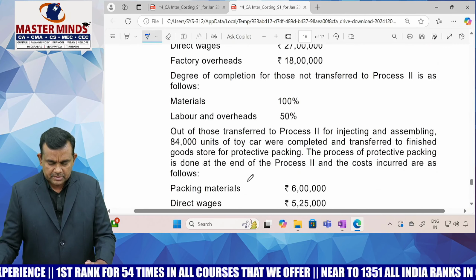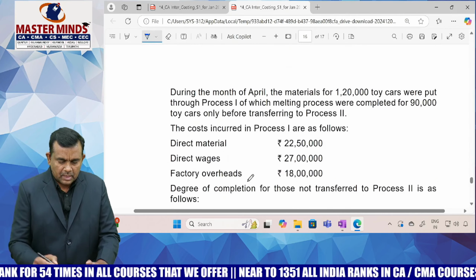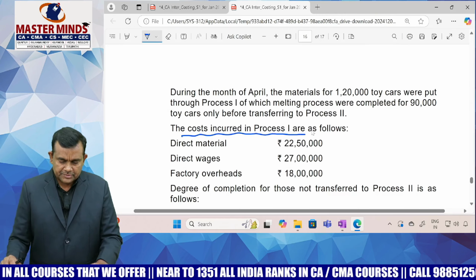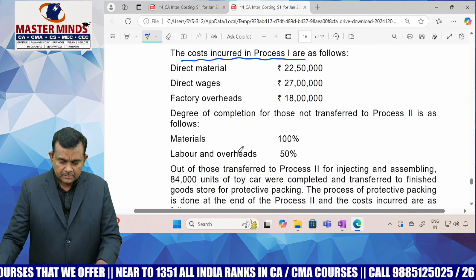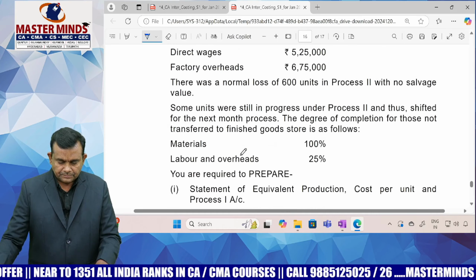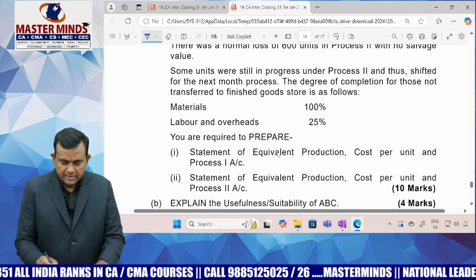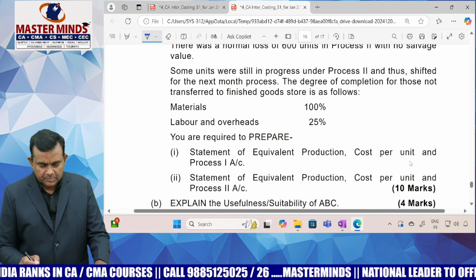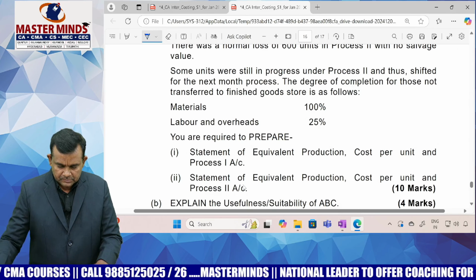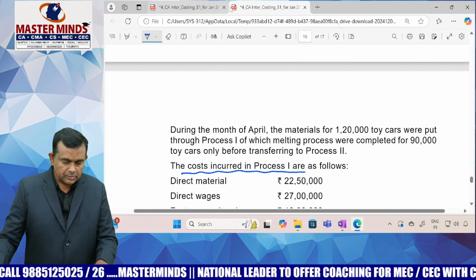Next, 5A question, sir. This is process costing. Here, the cost incurred in process 1. The given details are related to process 1, sir. Next, degree of completion given. You are required to prepare a statement of equivalent production and cost per unit in process 1. Process 2, sir. Here two stages are given.